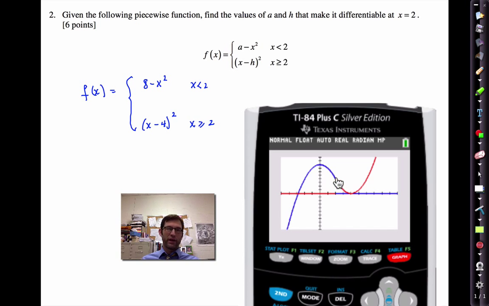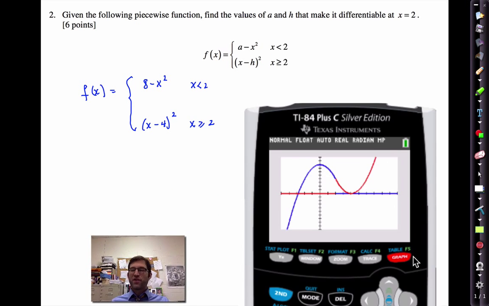One of the things I find fascinating about it is that the point of cutoff is clearly an inflection point, right? Because we're transitioning from a concave down parabola to a concave up parabola. But watch this, right? If you took the first derivatives, you'd get -2x, and then you'd get 2 times x minus 4. And if you took the second derivatives, what you'd get is -2, and you would get +2, right?